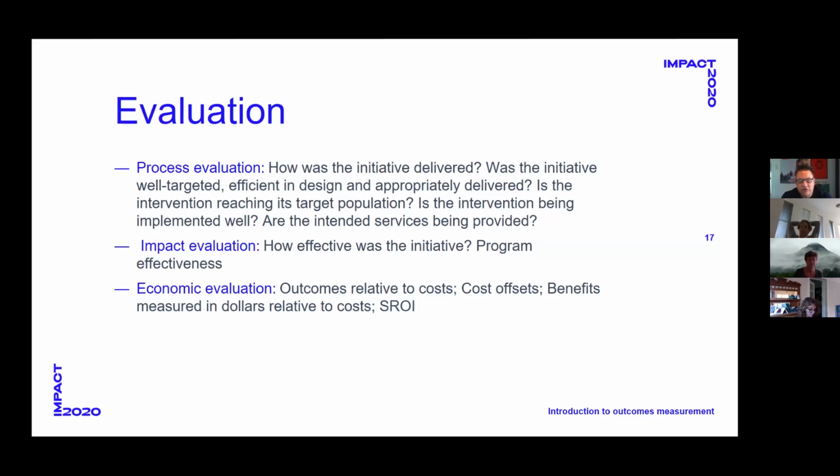So that's process evaluation. Impact evaluation is, for me, the key. Once we've done that process evaluation, and that should inform the impact evaluation, and that's all about program effectiveness. How effective was the initiative? And then we get into economic evaluation, which is done in a number of different ways. Outcomes relative to costs, often called cost effectiveness analysis, something that we've done a lot on, which is cost offset kind of analysis, which is you deliver a program, it creates benefits. What kind of costs have you saved because of the benefits you put in place? Be very careful about this.